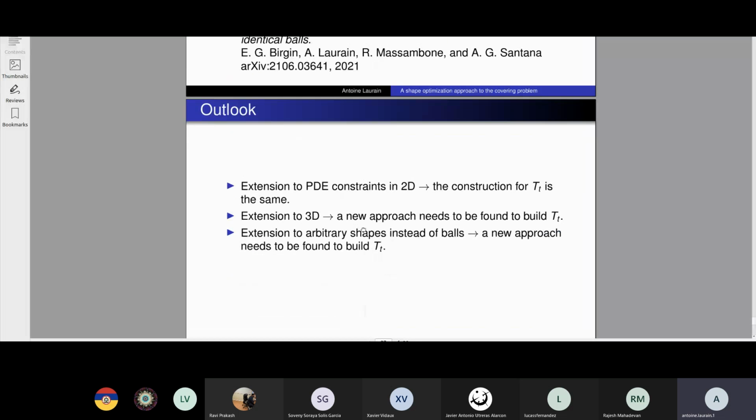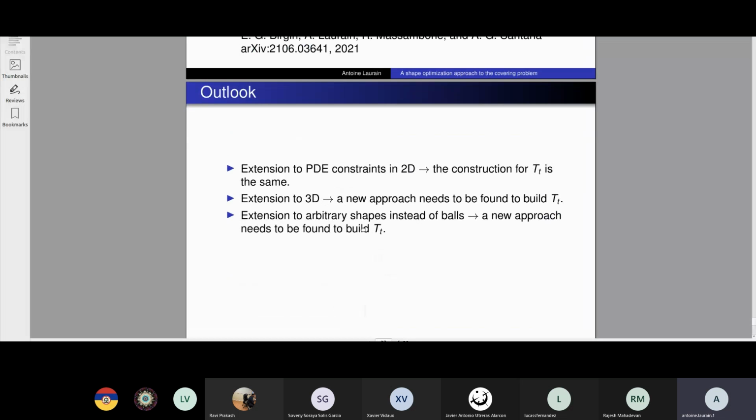And now we are looking at extensions of this approach. One interesting extension would be to extend this problem to a problem with PDEs, because in shape optimization we often consider some PDE constraint. In this problem, there was no PDE constraint, but the ideas would be similar. So the construction of the perturbation T, there's no difference if you consider some PDEs.